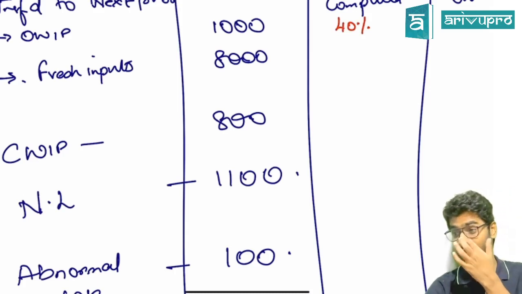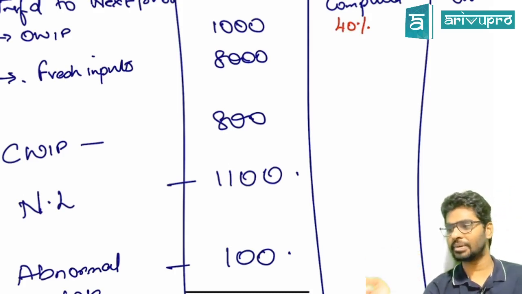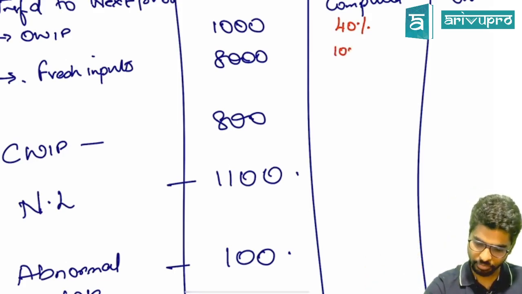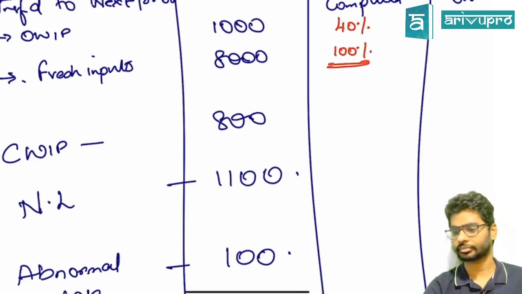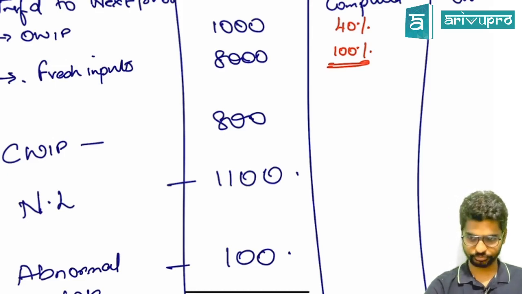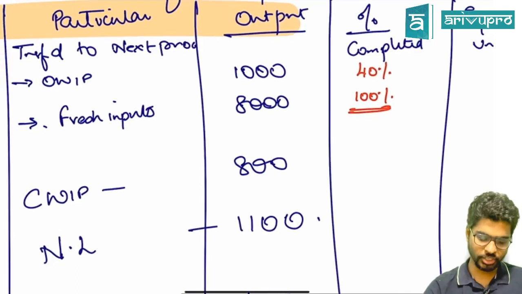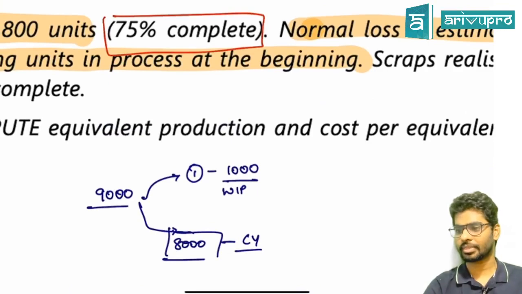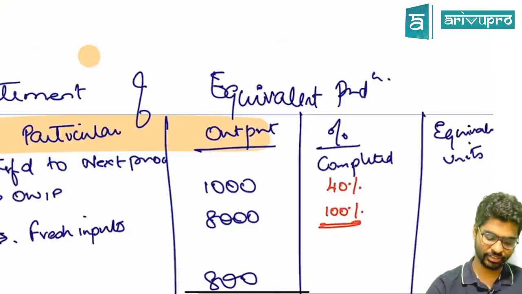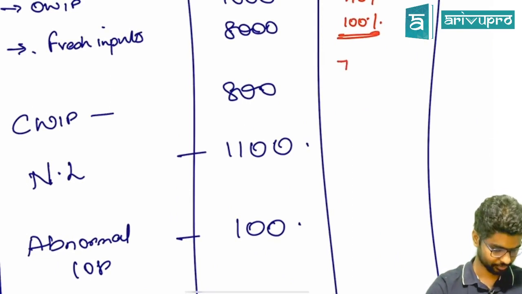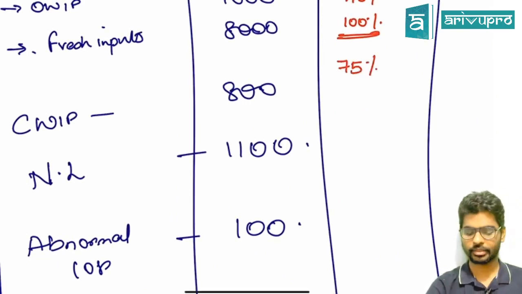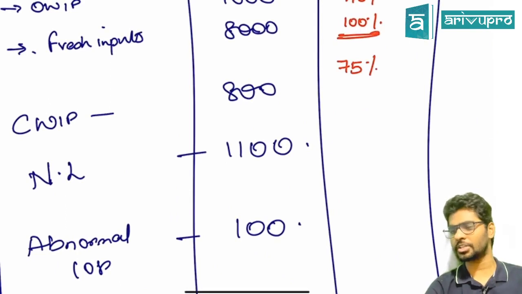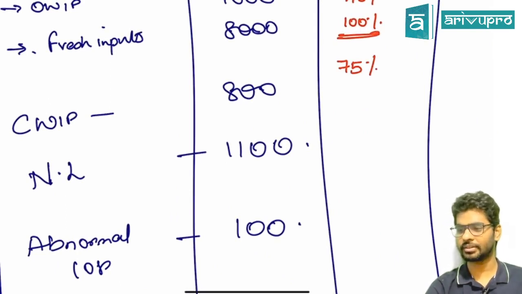What about fresh inputs? Did you start this year and complete this year? So can I say that fresh inputs would have been 100% completed? Does anyone have any problem here? No problem. Closing work in progress, they are saying how much percentage completed? 75. So I'll write here. Okay. Normal loss, how much percentage did you complete this year?